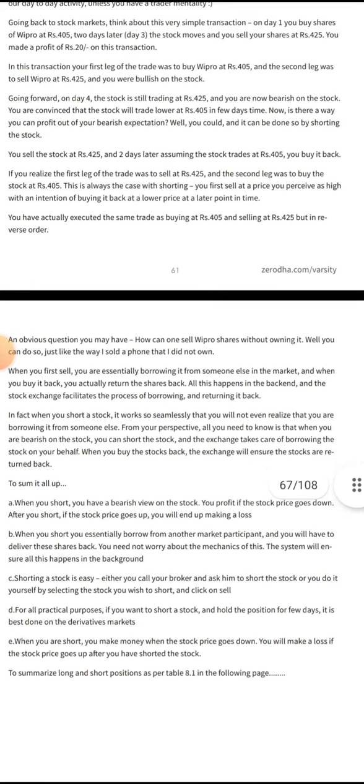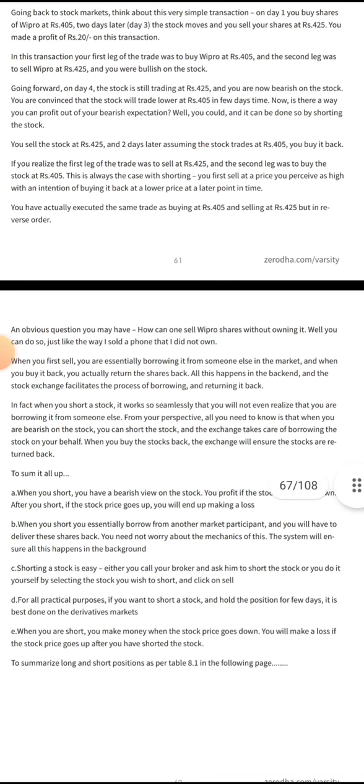When you short, you have a bearish view on the stock. You profit if the stock price goes down. After you short, if the stock price goes up, you will end up making a loss.